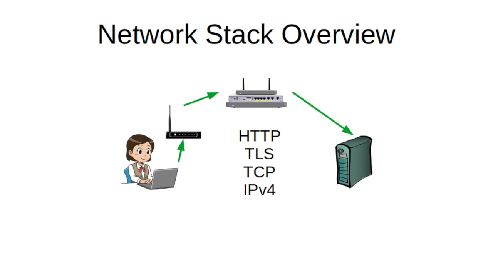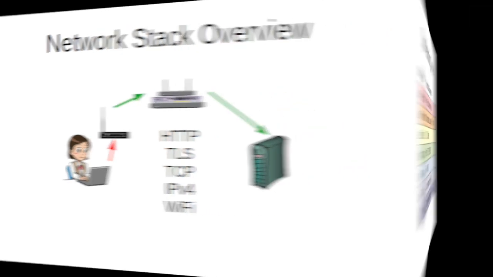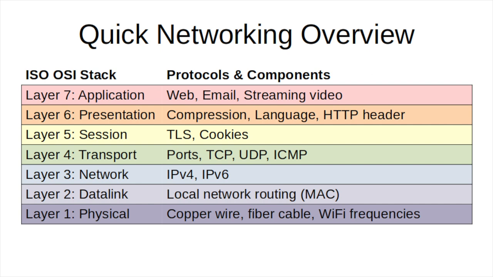And your initial connection to the internet may be over your local wireless network or through a wired cable. Notice how all of these protocols are layered. HTTP, over TLS, over TCP, over IPv4, and over Wi-Fi. That's the network stack. There are different ways to represent the network stack. The ISO OSI standard describes a 7-layer model. It ranges from the physical layer at the bottom to the application layer at the top.